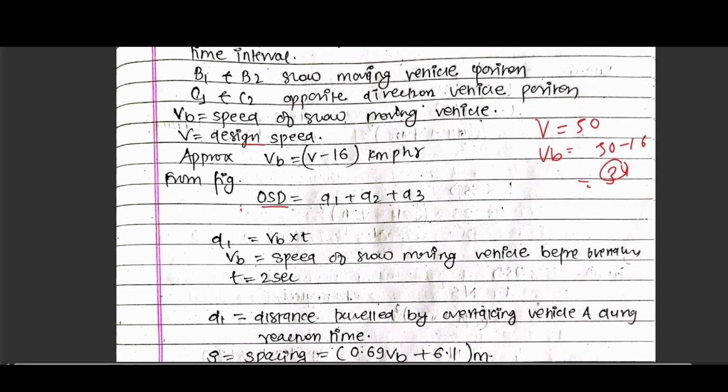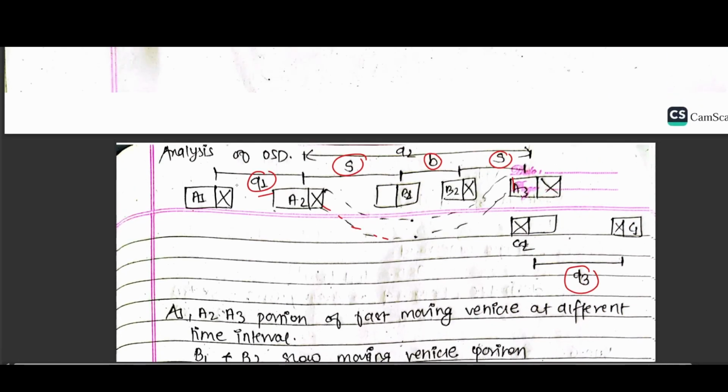So what will be the OSD, overtaking sight distance? I need to cover d1 distance, I need to cover d2 distance, and for safety the vehicle C should cover the d3 distance. If it covers more than this distance, then our vehicle will collide. So for safety, the vehicle C should cover the d3 distance.